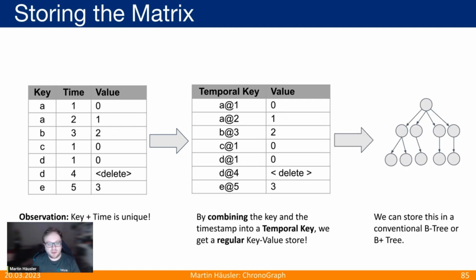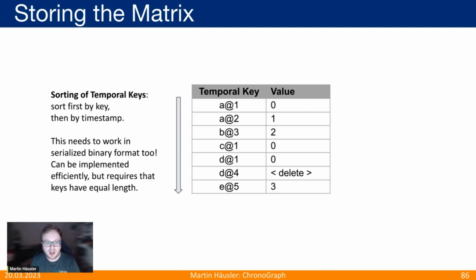And from here on out, we have a usual key value store, right? And we know how to handle a key value store. We can put them into a B tree, B plus tree, sorted string table, what have you. We can use all of those standard techniques again in order to accomplish our goals, to store this matrix.